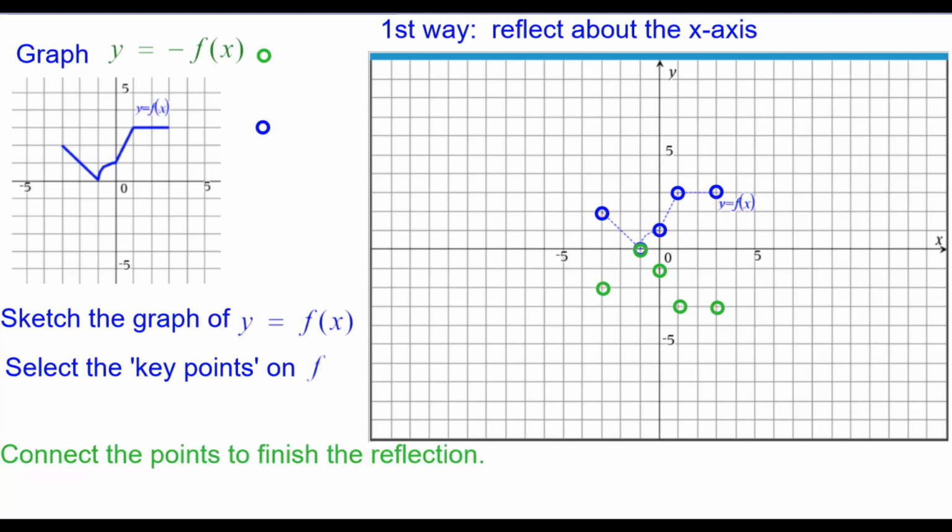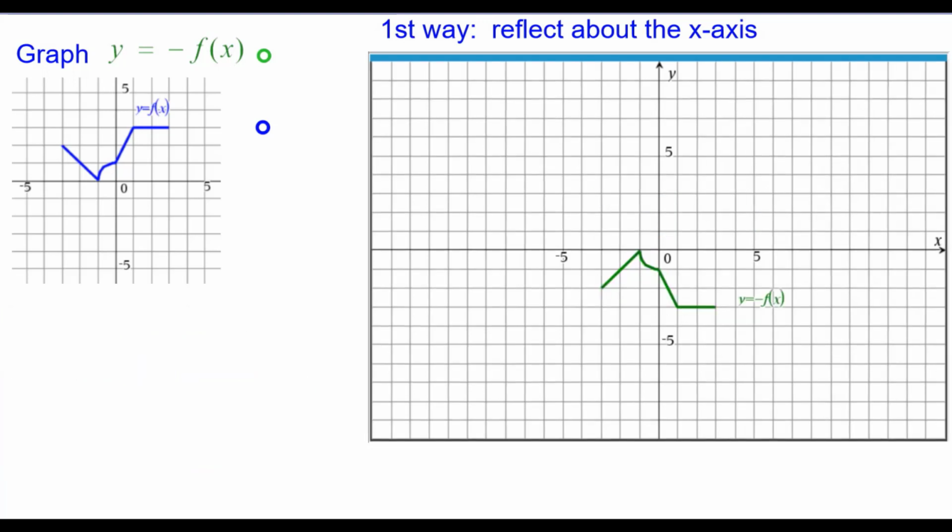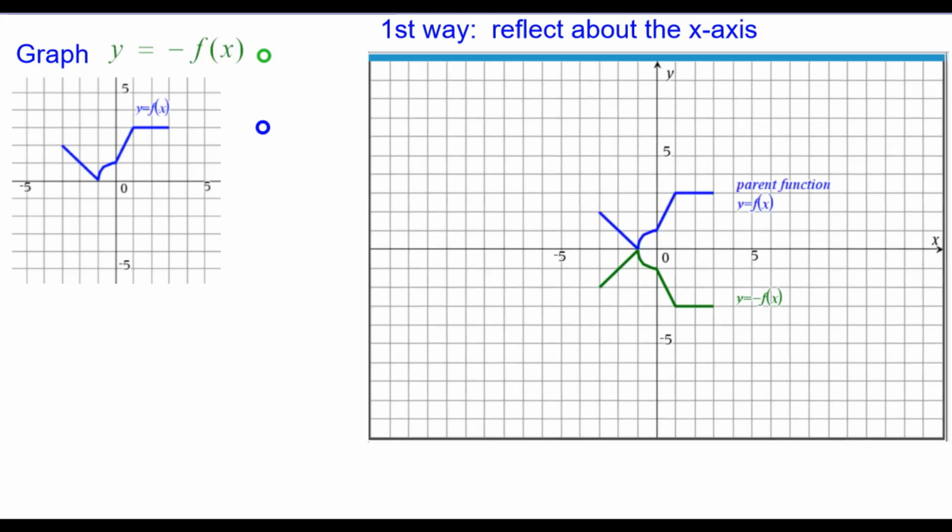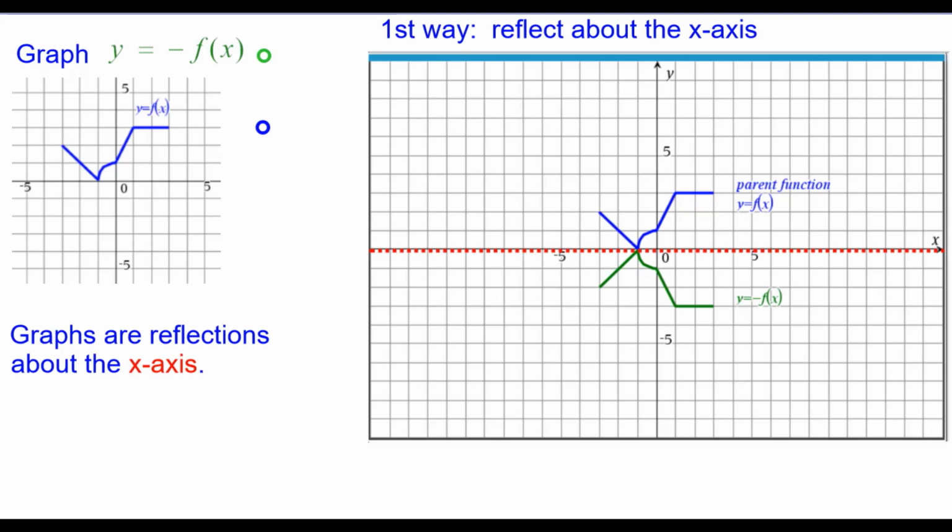So we're going to connect the points to finish the reflection, make sure you have straight lines, but this is kind of an arc right here, so we have to make sure it's like that. So draw that in the best we can. And so here's the graph of y equals the opposite of f of x. Comparing that to the parent function, we can see that, yes, they are reflections about the x-axis.